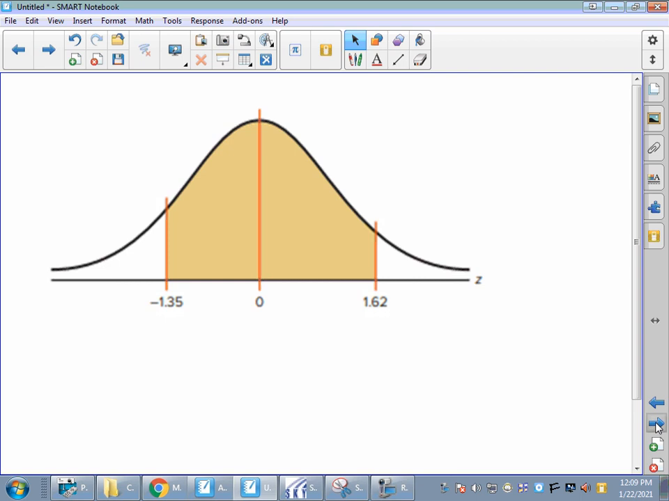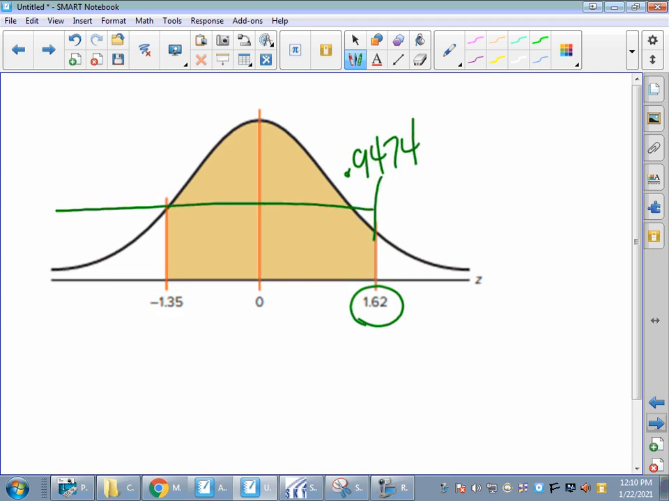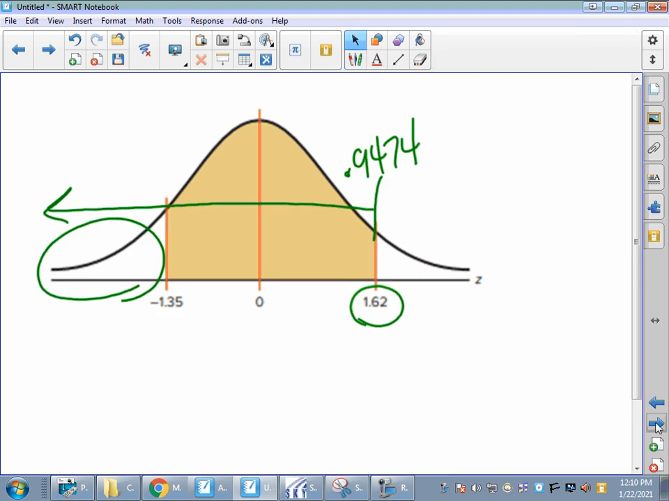So what about this guy? Between two values. So if I look up a z-score of 1.62, I've got a large area of something like 0.9474. That's from here all the way to the end. I want to take out this area, so I'm going to look up my z-score for a 1.35 because that's what has to come out. That looks something like a 0.0855.